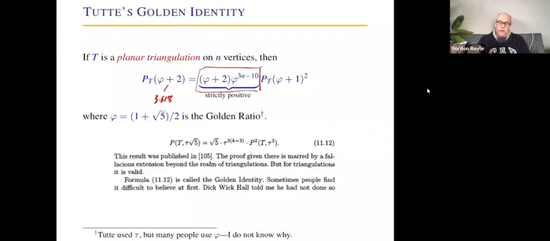you can just work out what that number is, times whatever the value of the chromatic polynomial was at phi plus 1 squared. Okay, as long as this isn't 0, then this will be positive as well. I'm going to explain shortly why it can't be 0, and then it must be positive. And this is Tutt's commentary on his paper. You know, sometimes people find it difficult to believe at first. So I think I found it difficult to believe at first because it seems astonishing that you should be able to do that.